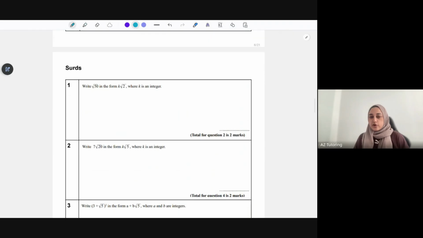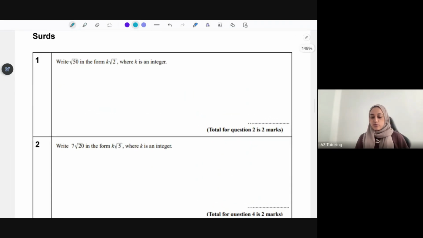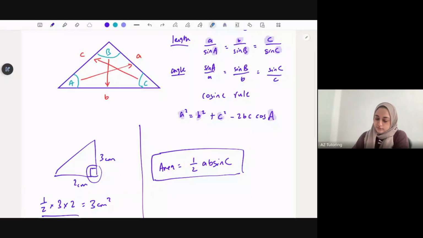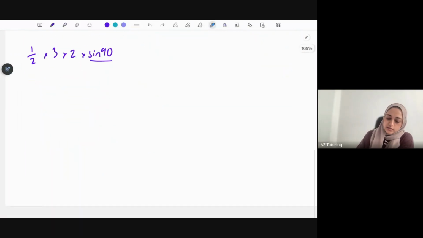So we'll move away from trigonometry now. Let's move over to surds. Now, what is a surd? Let me put this over here. So you should know what the square numbers are. The square numbers.